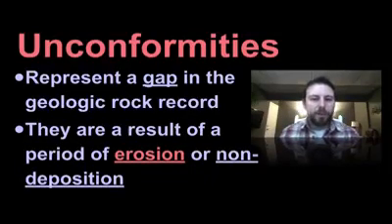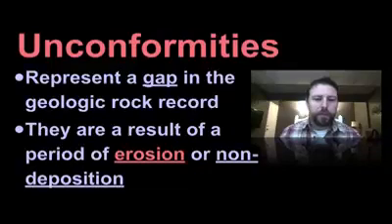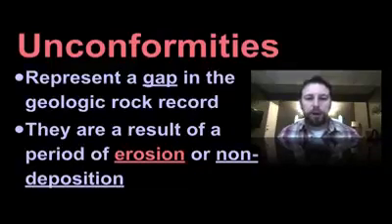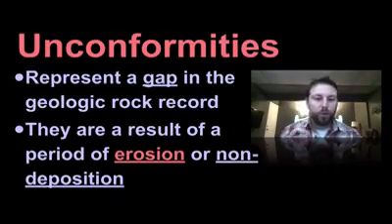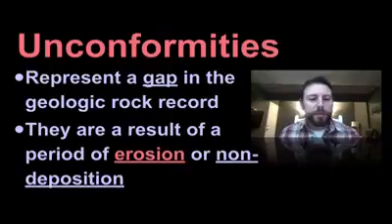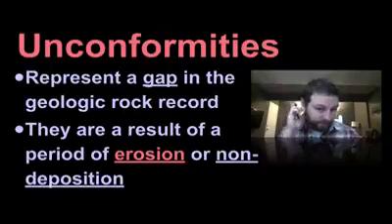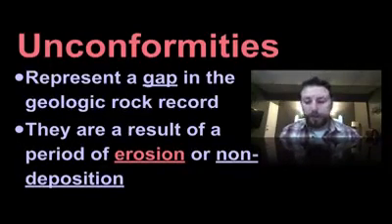Well, unconformities, they kind of throw a monkey wrench into things. They represent a gap in the geologic rock record. So the only thing that could erase rock records is basically going to be weathering and erosion. Weathering will break down the materials and erosion will pull that rock away. Or it could be a time of non-deposition. But typically we see it as erosional events.